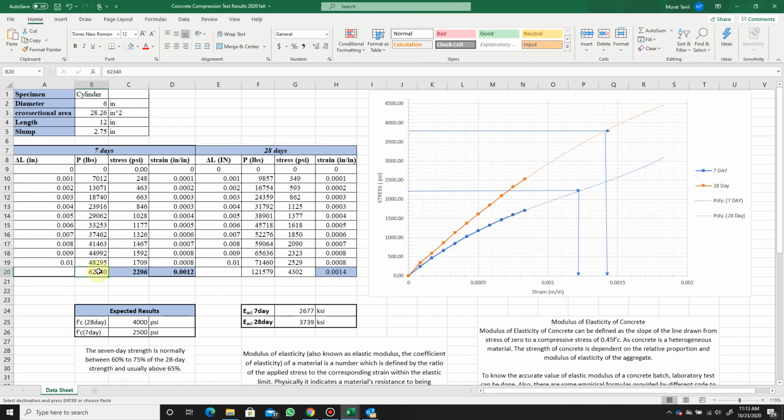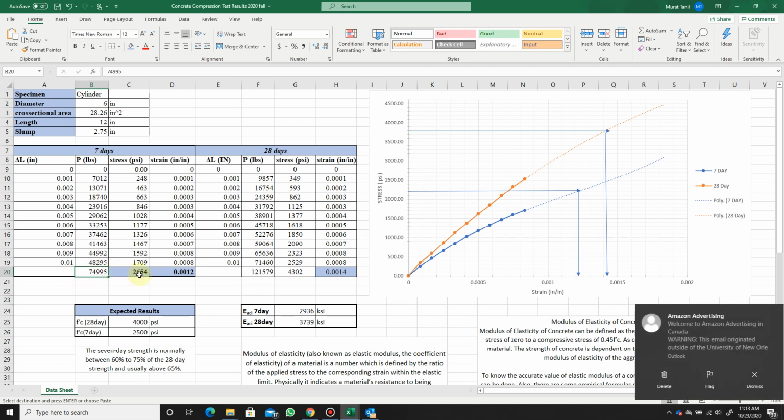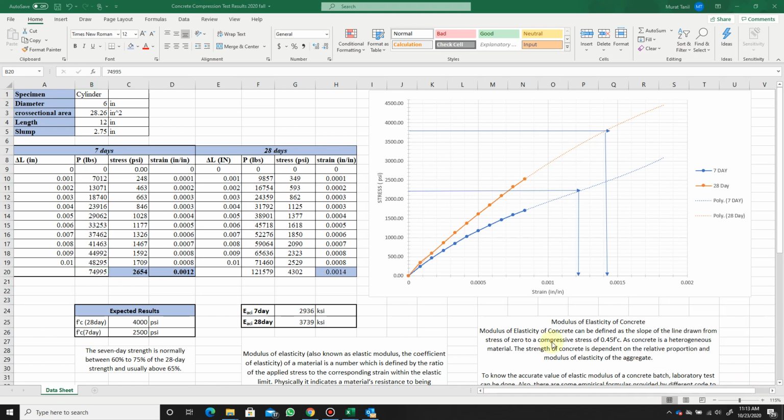Let's copy and paste from yours. Copy and paste. So in this case, you have 2654 psi. Did it change the result? 2600 is right here. Right there.